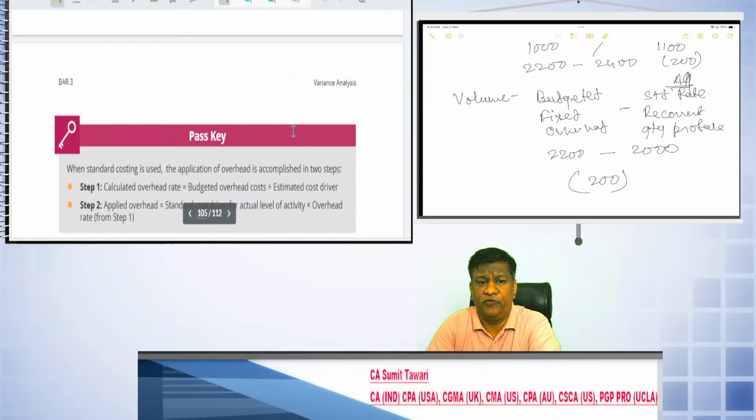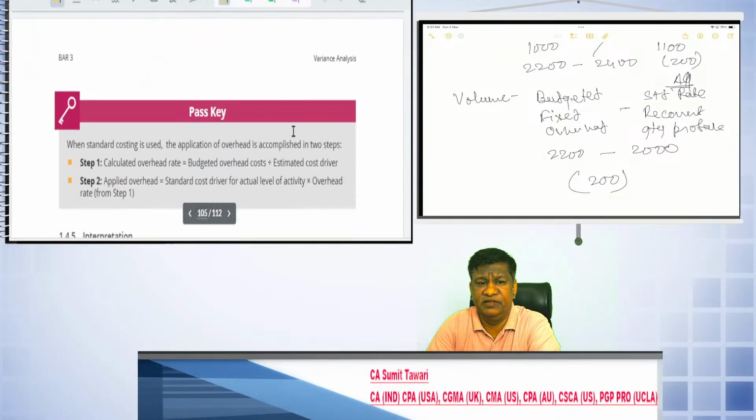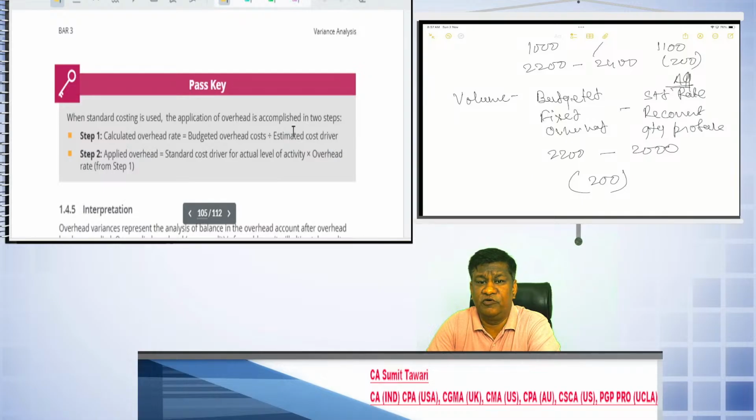So the application of overhead rate, that I already explained: calculated budgeted overhead cost divided by estimated cost driver. Sometimes it is a unit or sometimes it is a direct labor or material driver. Then overhead applied is the standard cost of driver for actual level of activity multiplied by overhead.